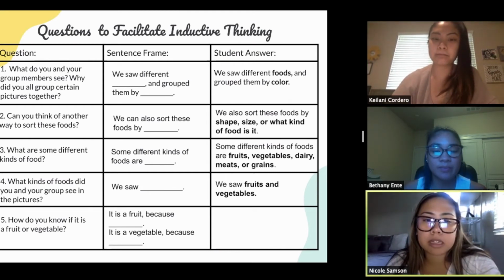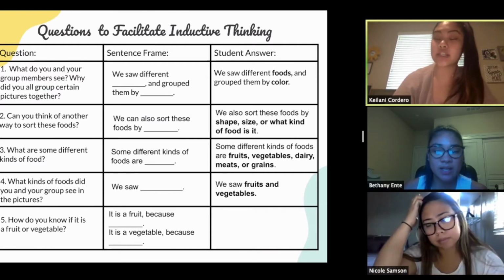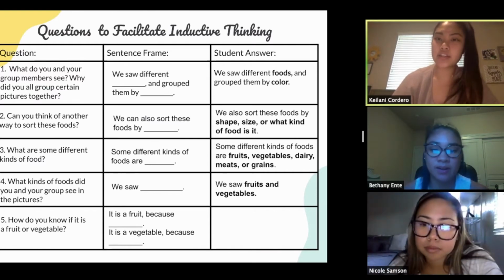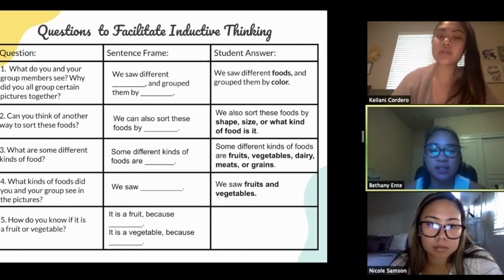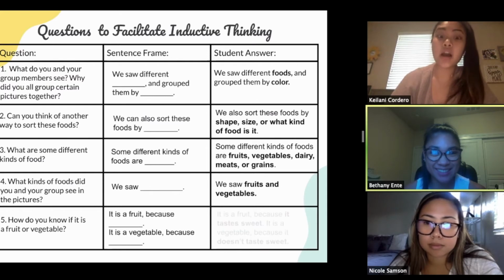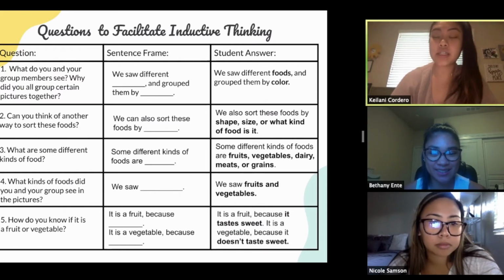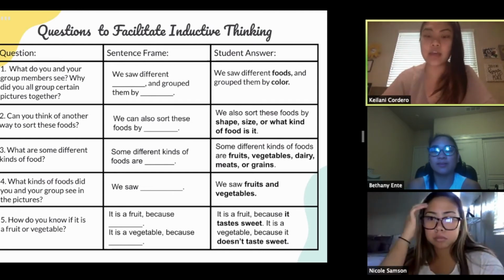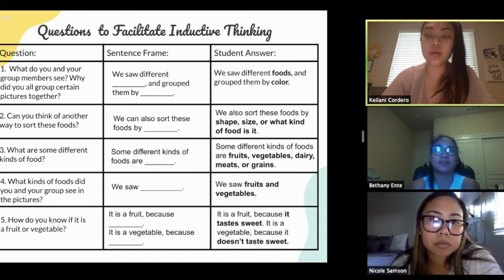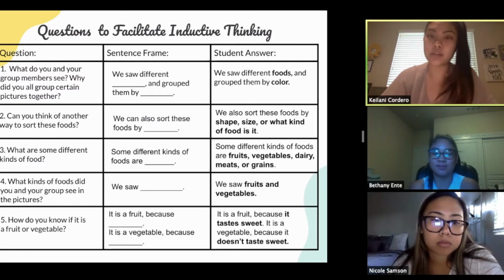It is a fruit because it tastes sweet. I like that. So it tastes sweet. How about a vegetable? It is a vegetable because it's not sweet. Awesome. I like how you guys notice how they're different in taste, right? So let's go ahead and think about that when we group and resort our pictures, okay?